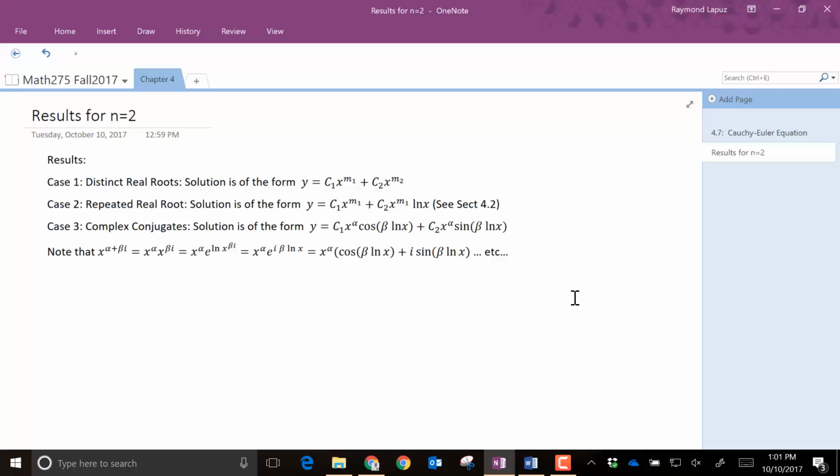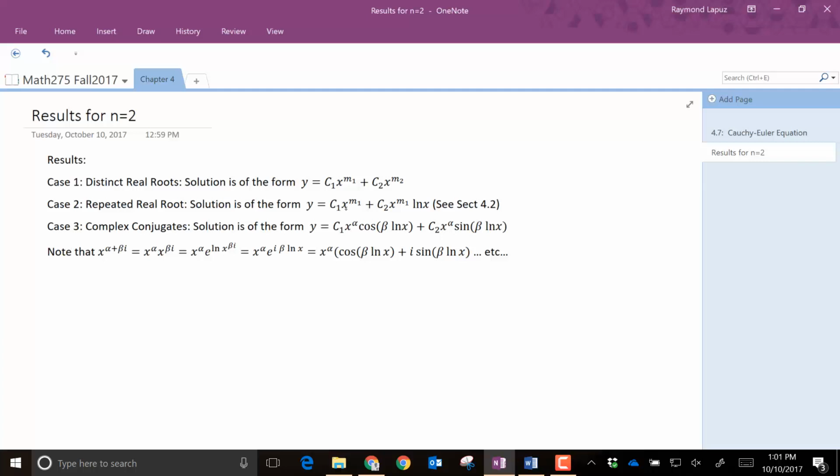So here are the possibilities. If you have two distinct real numbers, m1 and m2, then those are just the powers of the power function. And assuming they're different, distinct, then x to the m1 and x to the m2 would be linearly independent, so we can just tack them up. If we have one repeated real root, then our x to the m is our answer, is our root. But I won't have another linearly independent function.